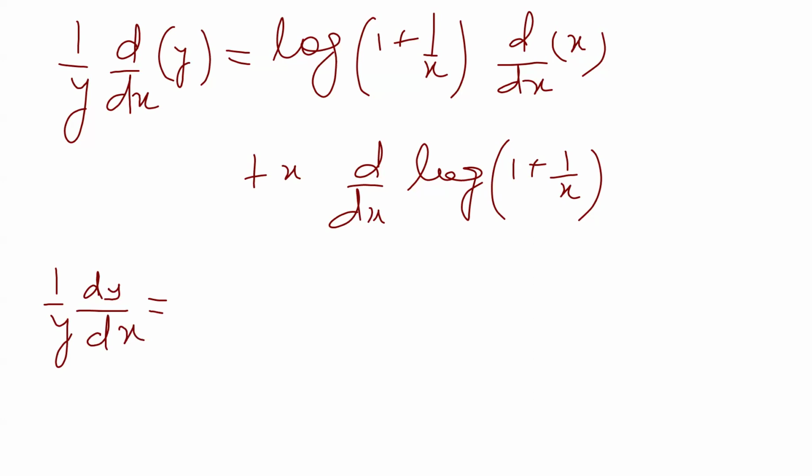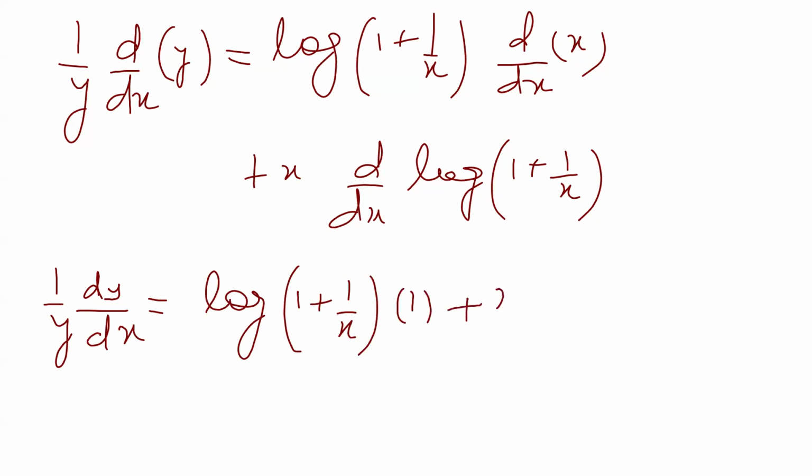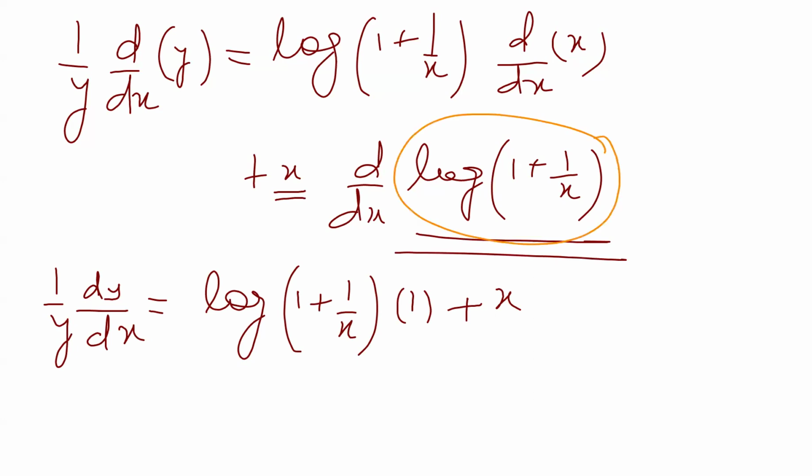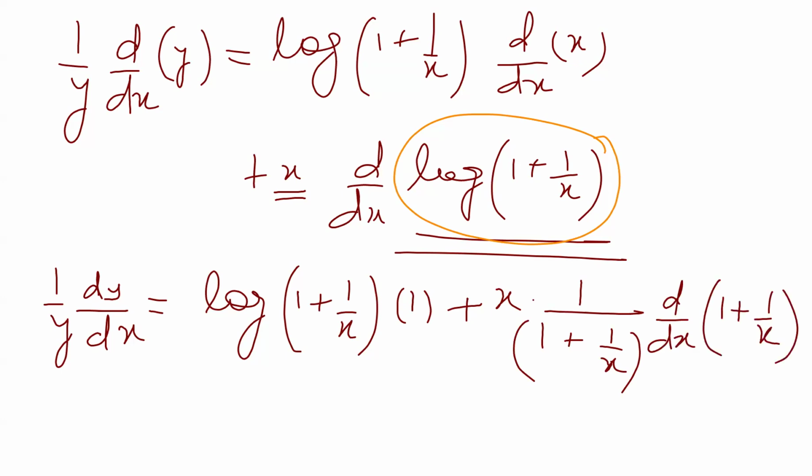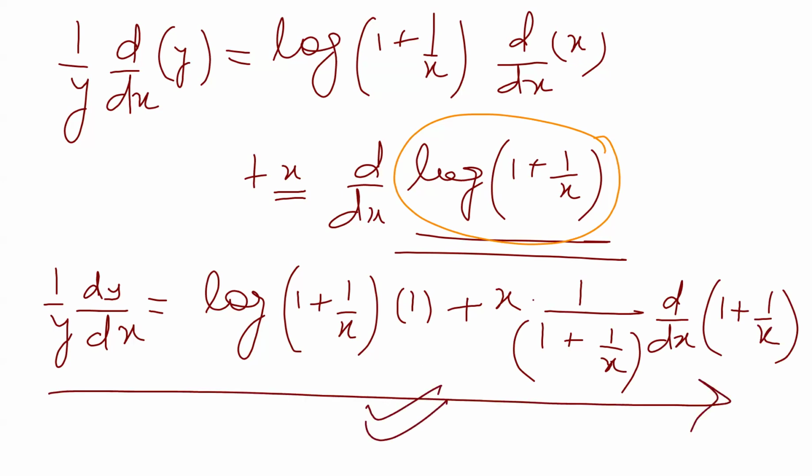1 upon y dy by dx is equal to log of 1 plus 1 upon x into 1, plus x d by dx of log of 1 plus 1 upon x. Guys, what is the derivative of log of 1 plus 1 upon x? Okay, so here also the chain rule will be applicable. It will be 1 upon 1 plus 1 upon x, d by dx of 1 plus 1 upon x. Guys, just give me feedback about this step. Have you understood this particular step?